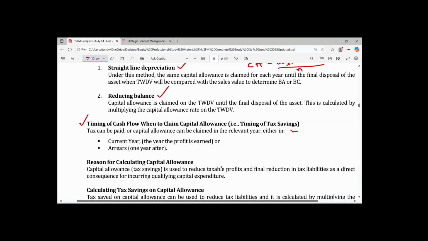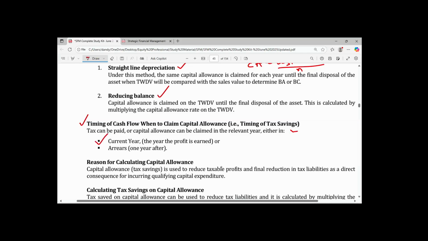Generally, tax can be paid or capital allowance claimed in the current year. Meaning that the year that the profit is earned is when you are going to pay the tax. For example, the profit that you earn in 2024 will be taxed in 2024. The profit of 2025 will be taxed in 2025. Profit of 2023, you pay tax liability on it in that same year, or you claim your capital allowance in that same year. So that means it's in the current year.